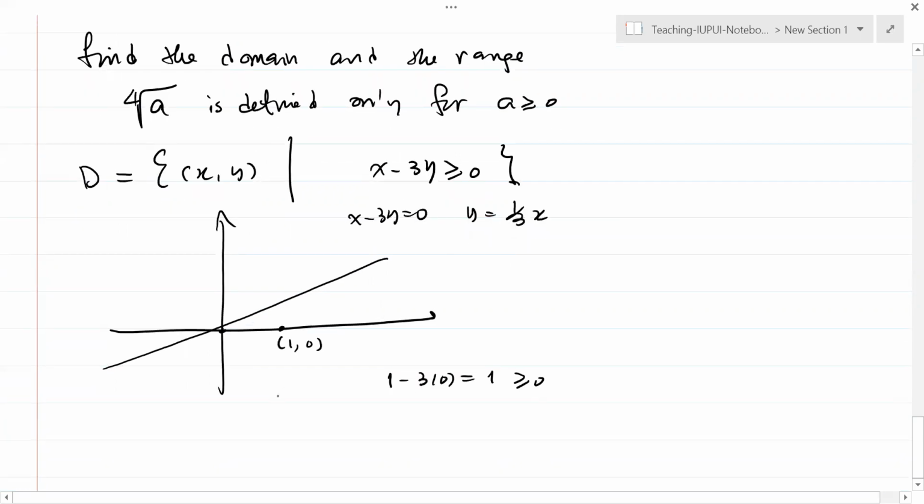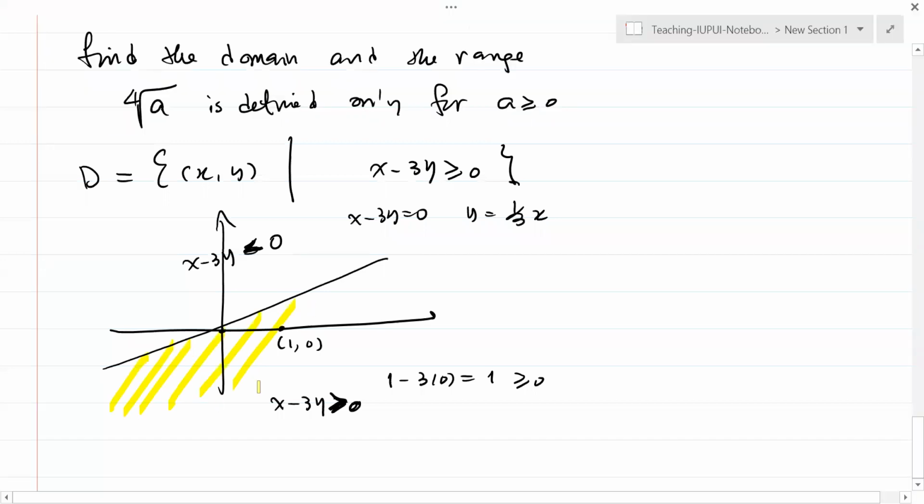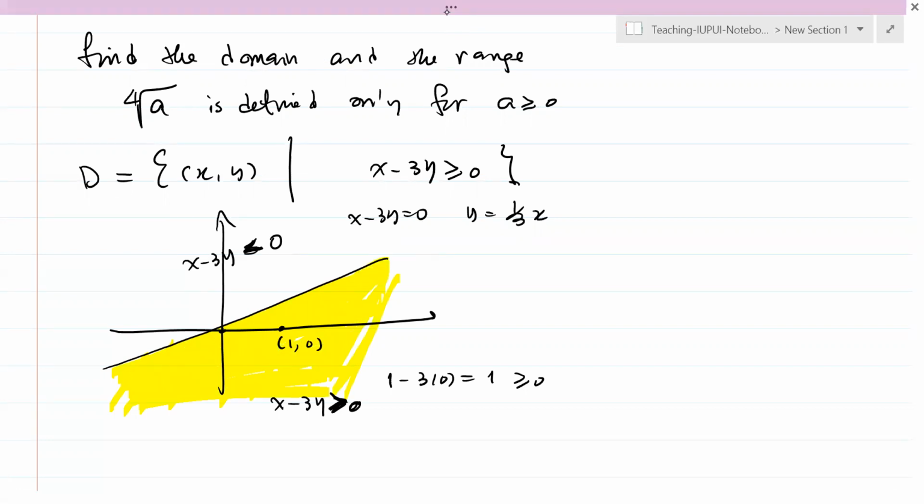So that means on this side, x minus 3y is greater than 0. On this side, x minus 3y is always less than 0. This side is greater than 0, including the line. Now I can describe the region. This is the region satisfied by this inequality. So this is the domain.